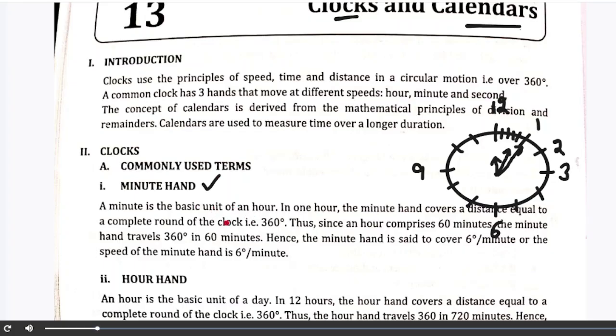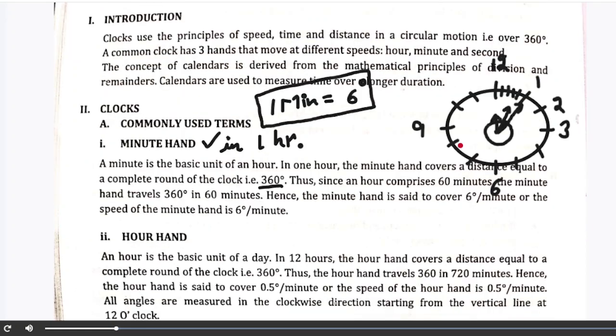Now the minute hand, if I talk about, revolves completely, that means it makes an angle of 360 degrees in 1 hour. That means in 1 minute, the angle it makes is 360 by 60, that is 6 degrees.